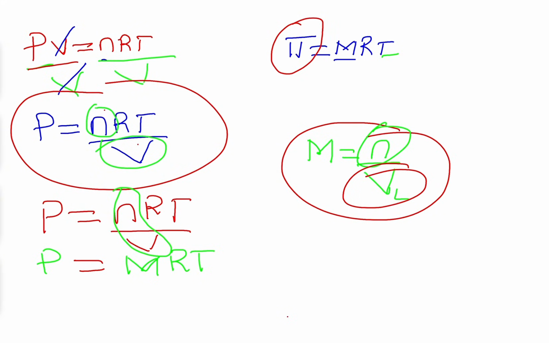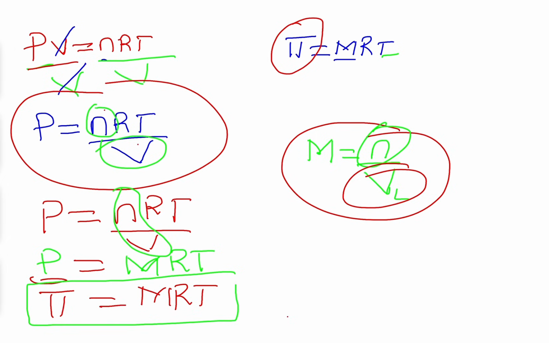But again, we have P right here. And this is P. So this is pressure, this is osmotic pressure, but it is also called π. So to replace this pressure with π, we can just say π is equal to MRT, osmotic pressure. So that's how we were able to derive the osmotic pressure from the ideal gas equation.